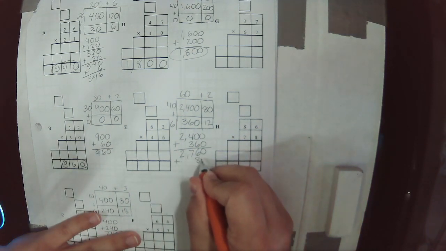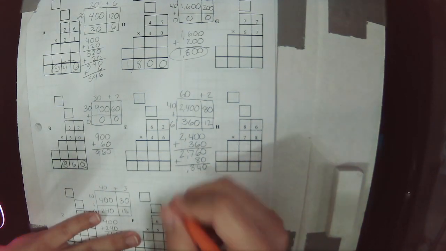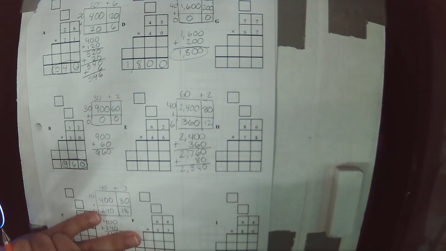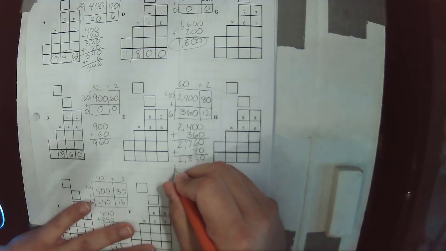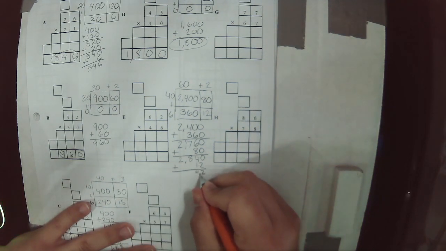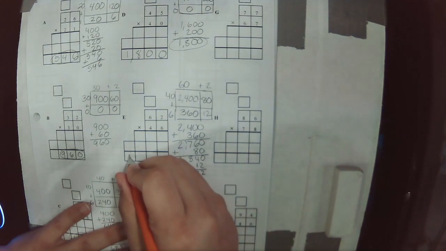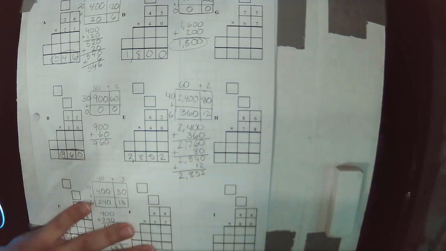Then we add the next part. Plus 80. 0 plus 0 is 0. 6 plus 8 gives me 14. 7 plus 1 gives me 8. And 2 plus nothing, 2. Now one last thing to add, 12. 0 plus 2 is 2. 4 plus 1 is 5. 8 plus nothing is 8. And 2 plus nothing is 2. So my final answer should be 2,852.